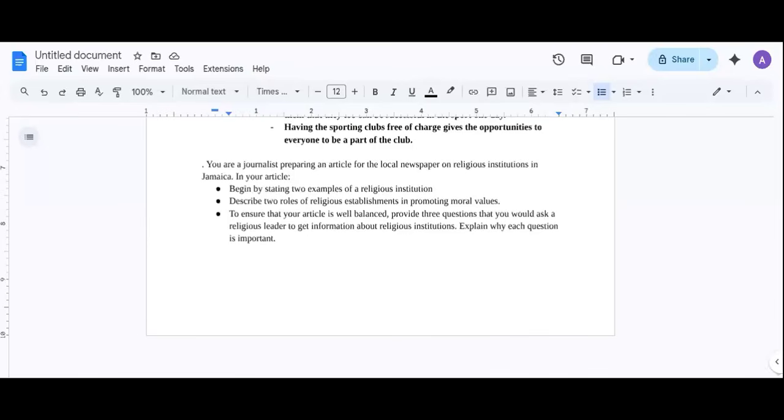So let me just reread the entire thing. You're a journalist preparing an article for the local newspaper on religious institutions in Jamaica. In your article, begin by stating two examples of a religious institution. Describe two roles of religious establishments in promoting moral values. To ensure that your article is well balanced, provide three questions that you ask the religious leader to get information about religious institutions. Explain why it is important.